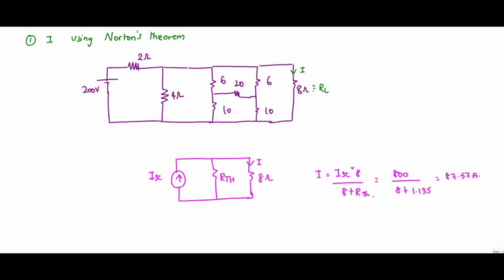So here you can see this is nothing but IX. We know that ISC is equal to IX plus I. So what is I now? 100 minus 87.57, which is 12.43.